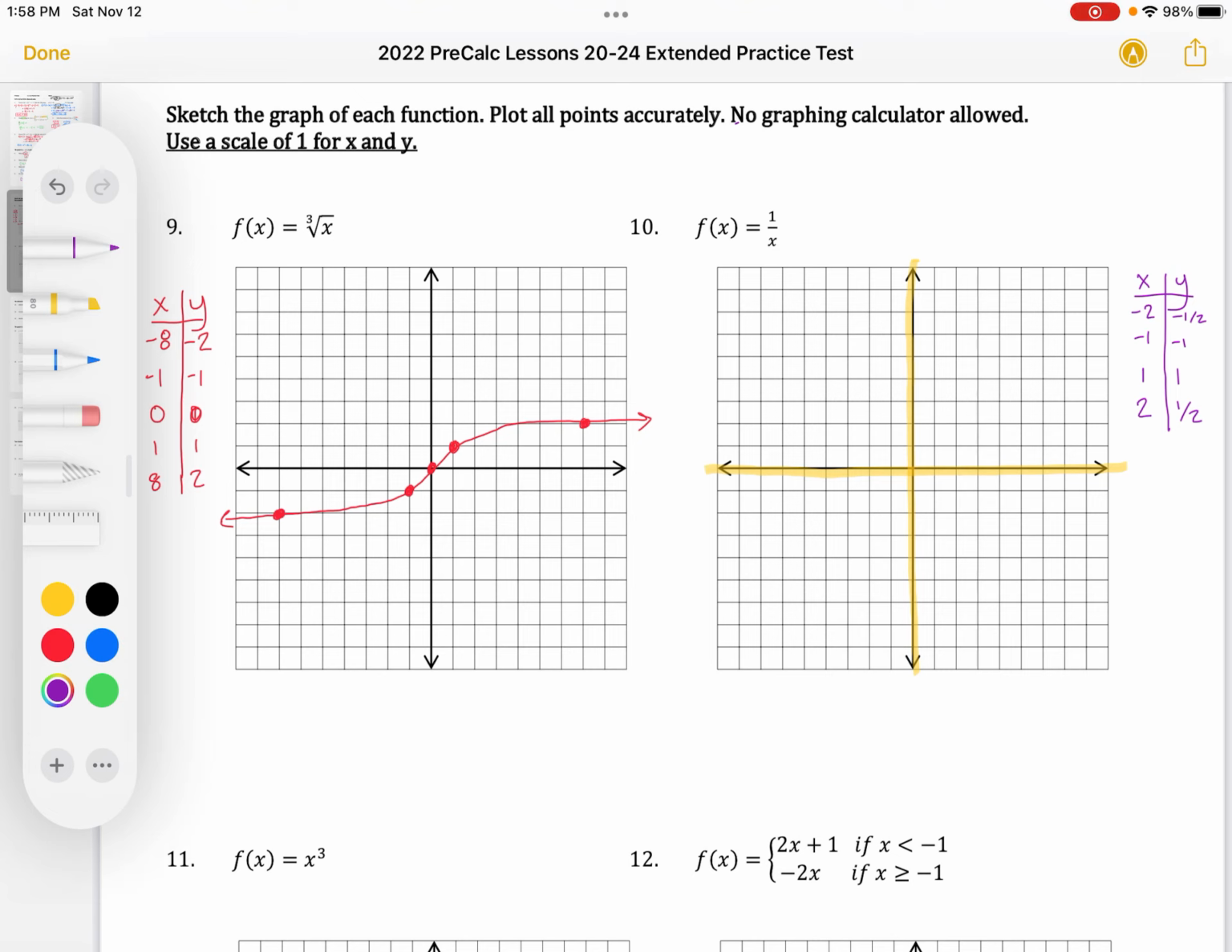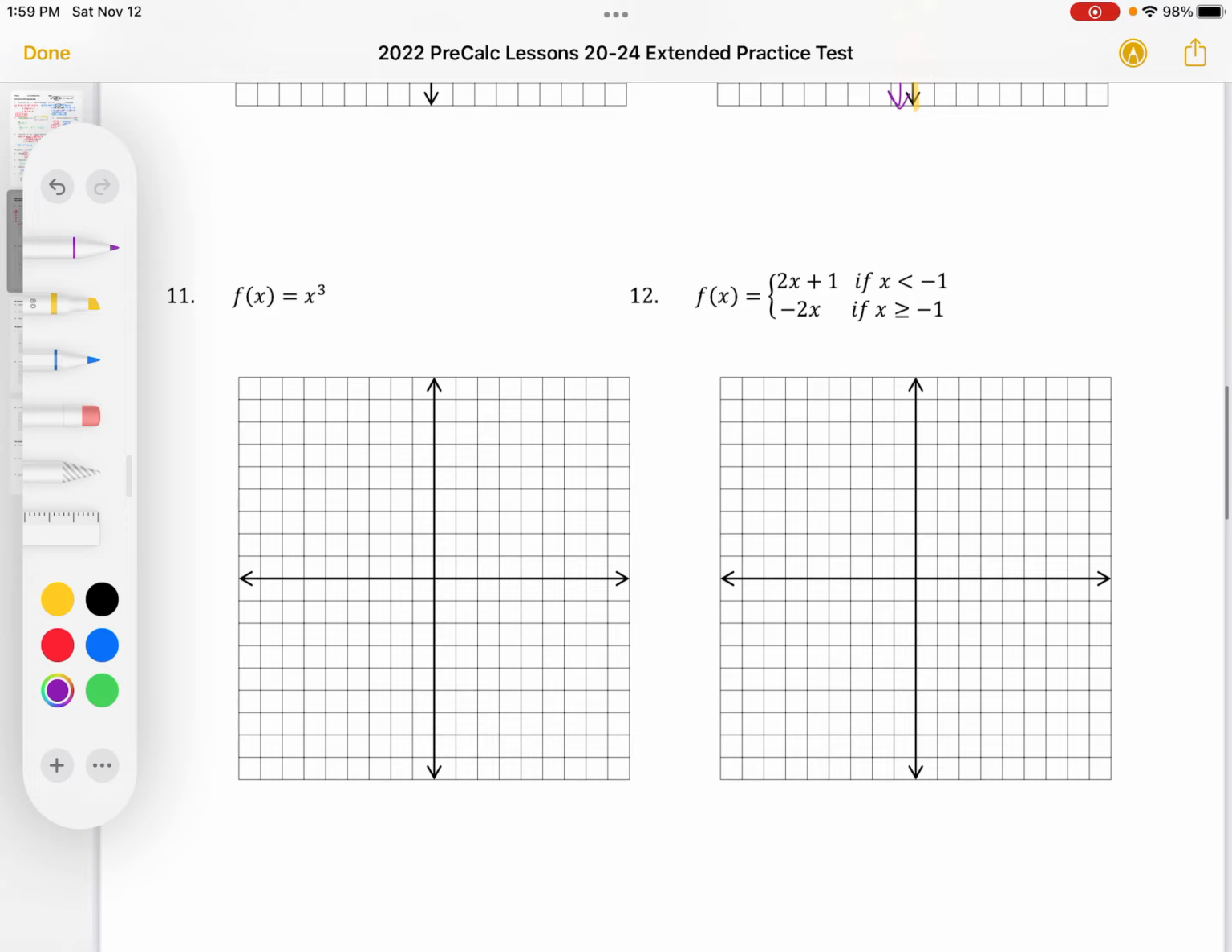So if we plot these points, negative 2, negative a half is right here. Negative 1, negative 1 is right here. And you should remember for odd reciprocal functions, you get these 2 branches. Here's my other 2 points, 1, 1, and 2, a half. So if you know the basic shape of these graphs, you should be able to get a pretty good idea of what your graph should look like. All right, so that is the function for 1 over x.